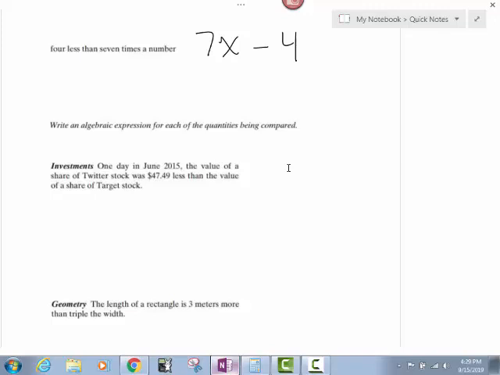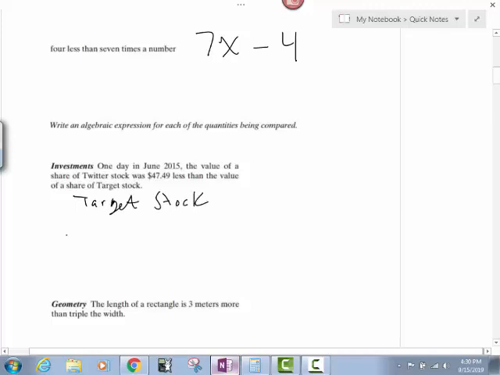It says one day in June 2015, the value of a share of Twitter stock was $47.49 less than the value of a share of Target stock. So we're going to have two things here. We're going to talk about the Target stock, and we'll talk about the Twitter stock. There's a number that's not really relevant, in the sense that I'm not going to use it in my problem. That number is the 2015.